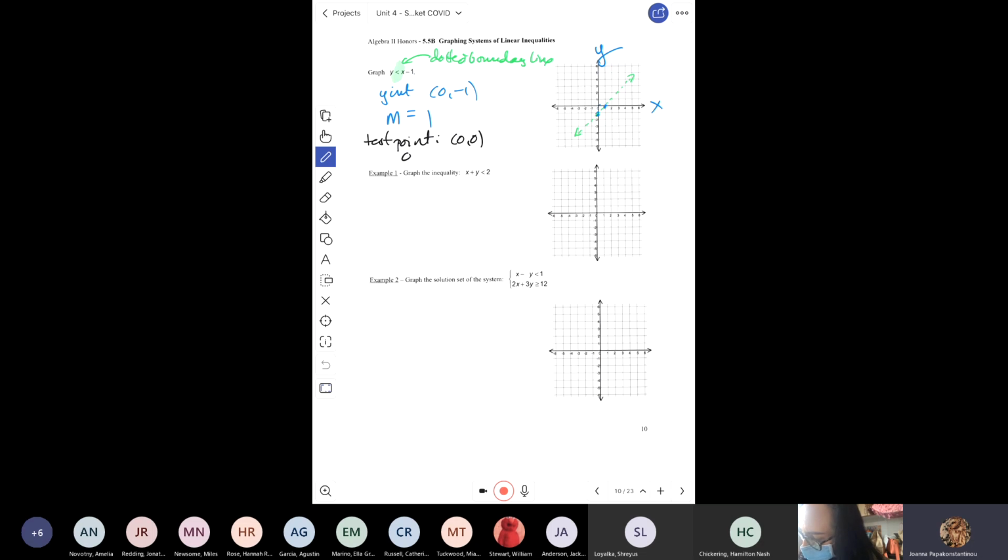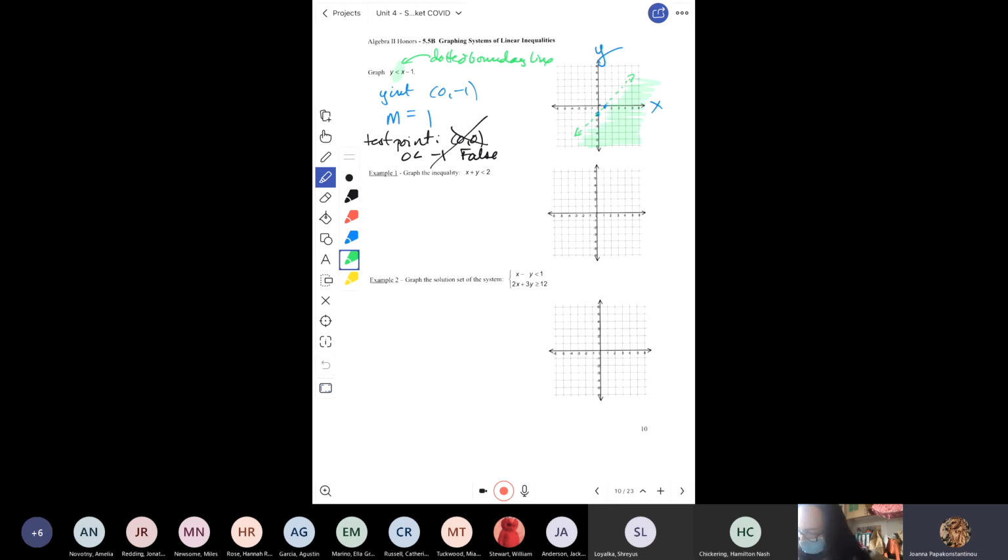So if I substitute in, 0 is less than -1, is that true? No, so this is a false statement. So don't you even think about shading the region that has (0, 0). Instead, we are going to shade the other half plane.